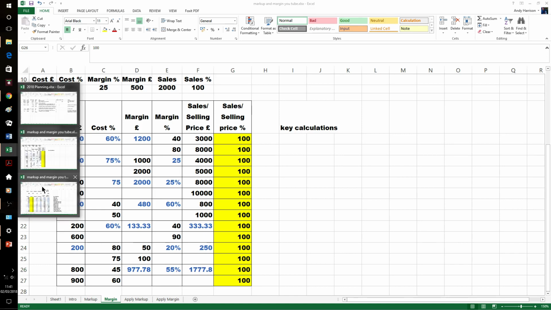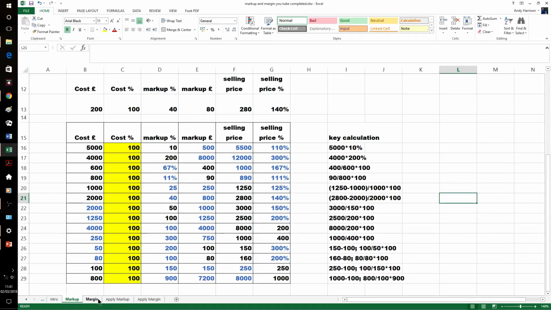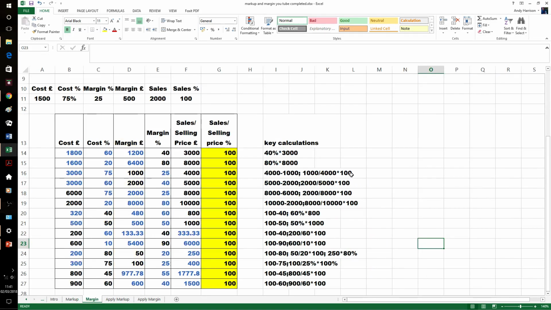So a quick look at the completed answers, again with sample key calculations. These are the ones that really matter. Obviously this is me just working out the percentages, and then have a go at those and just double check every combination you can possibly think of.